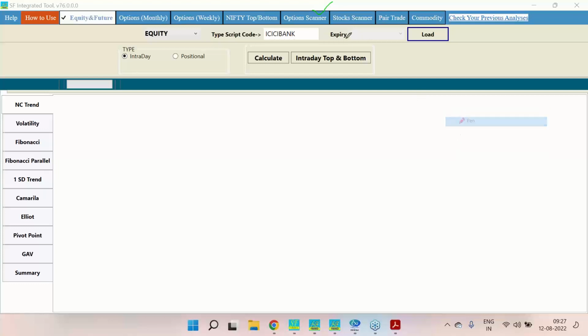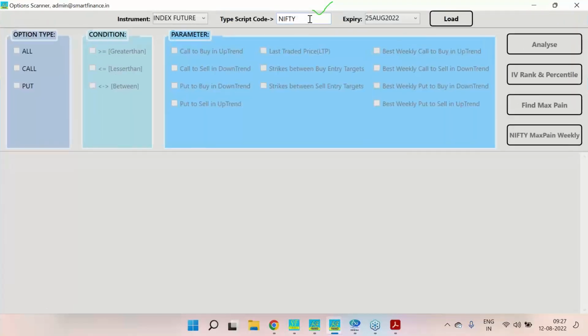So how to use this tool? This is an excellent tool and you can do it with just a click of the mouse. No need to hunt for which strike to trade, how to trade and all. If you have a lot of confusion, then just hit on this tool, load the data.